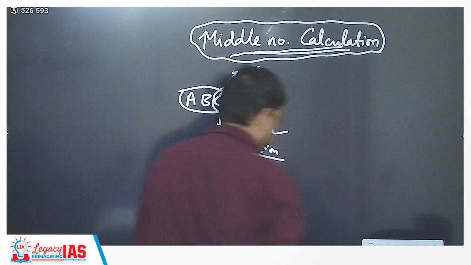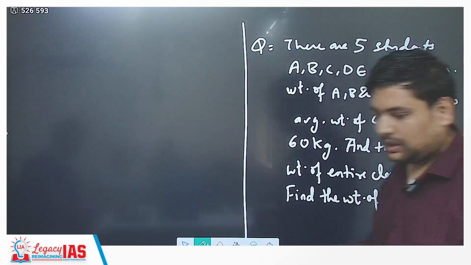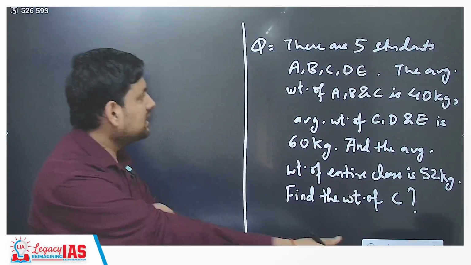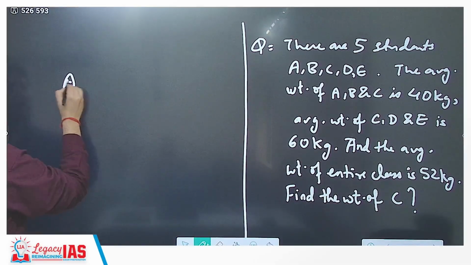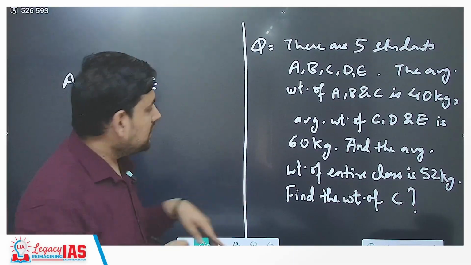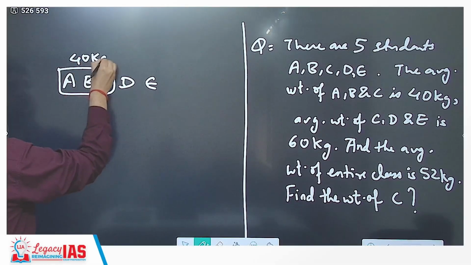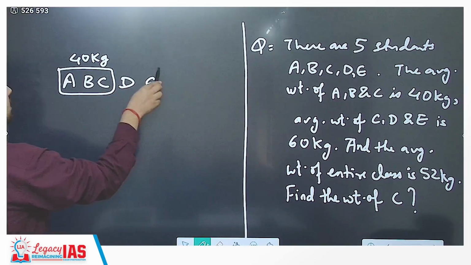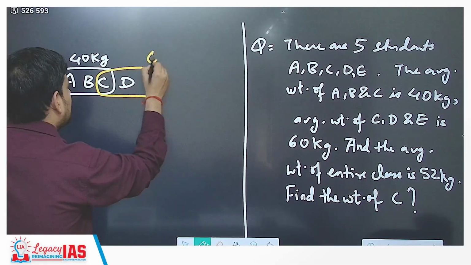Now, let's do this question. There are 5 students A, B, C, D, E. The average weight of A, B, C is 40 kg. So this average weight is given as 40 kg. Then the average weight of C, D, and E is given to be 60 kg.